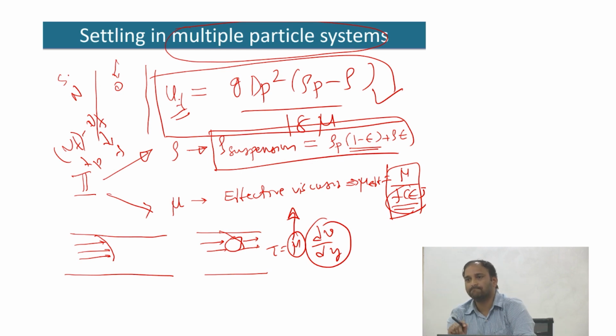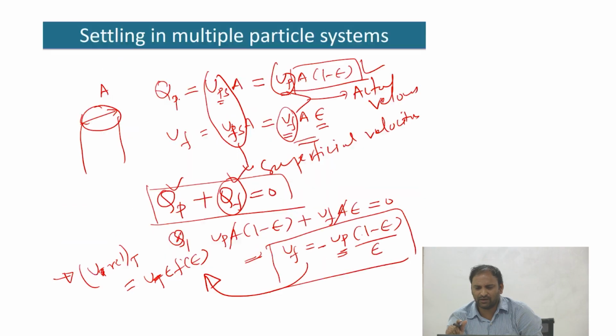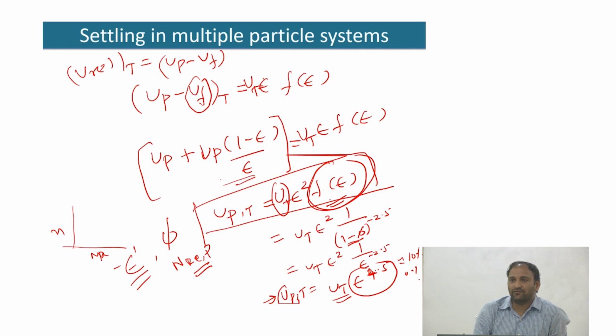As I said, people have developed different forms, and this is typically valid for about 10%, but what is that? Dilute systems, yes, yes.